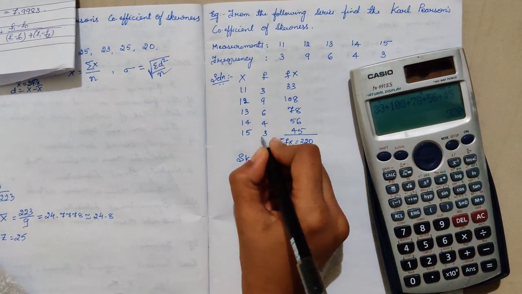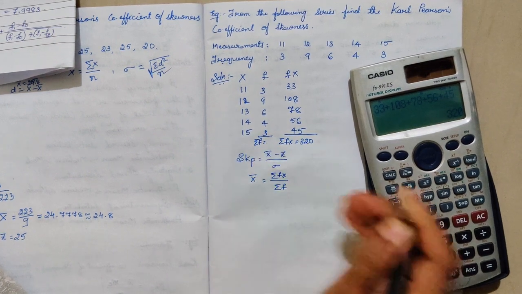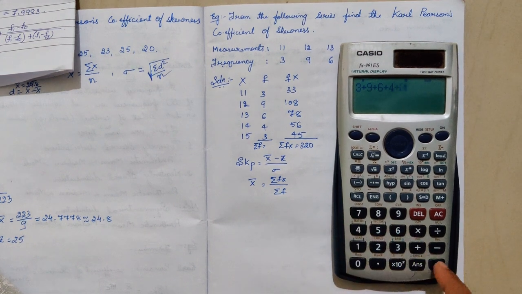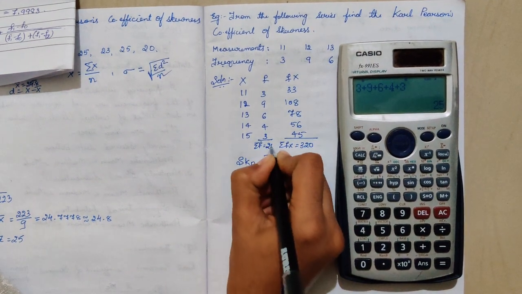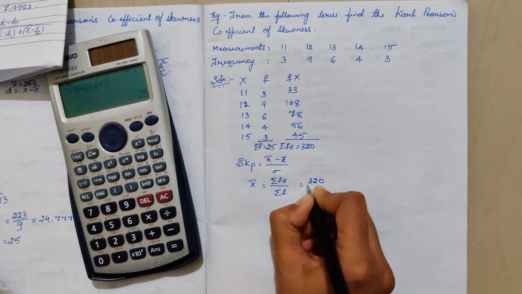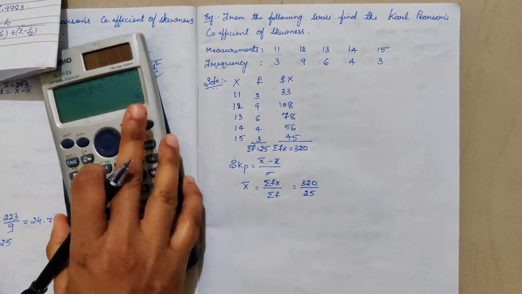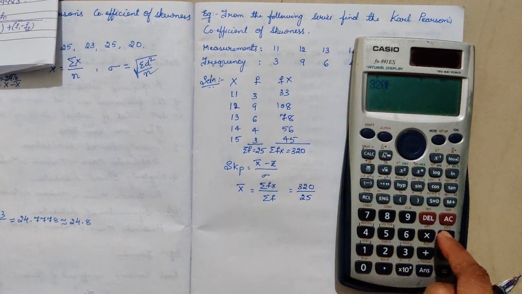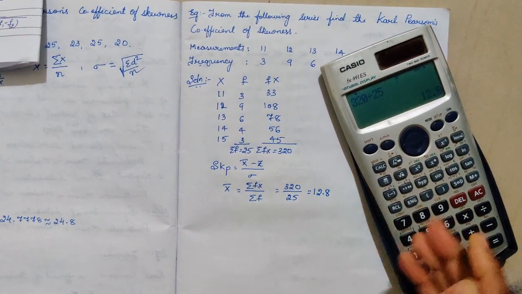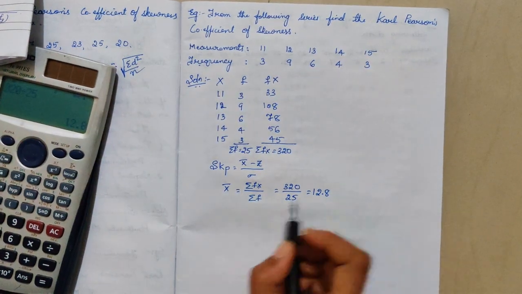Now we have to find summation f also. Summation f equals 3 plus 9 plus 6 plus 4 plus 3. So the answer is 25. Substituting, that is 320 divided by 25. 320 divided by 25 is nothing but 12.8. So we have got the x bar value as 12.8.